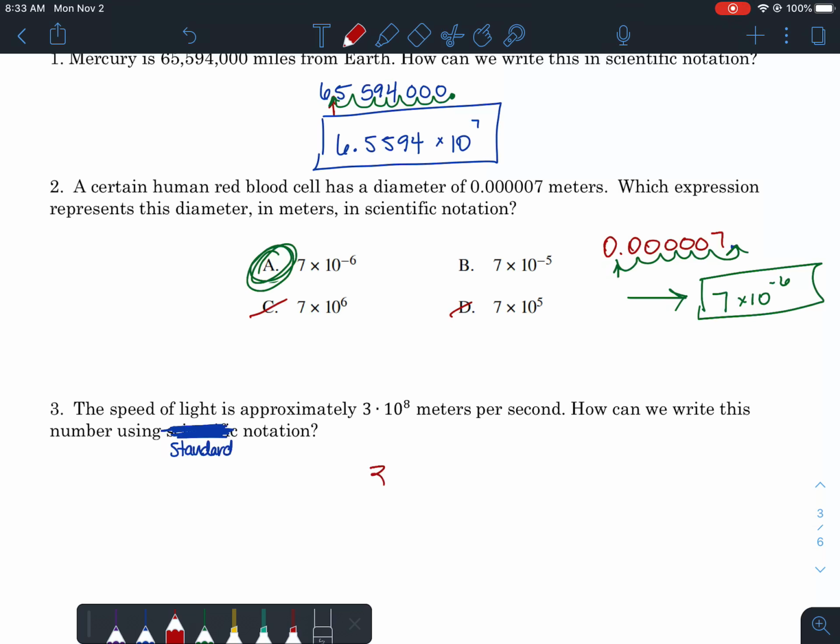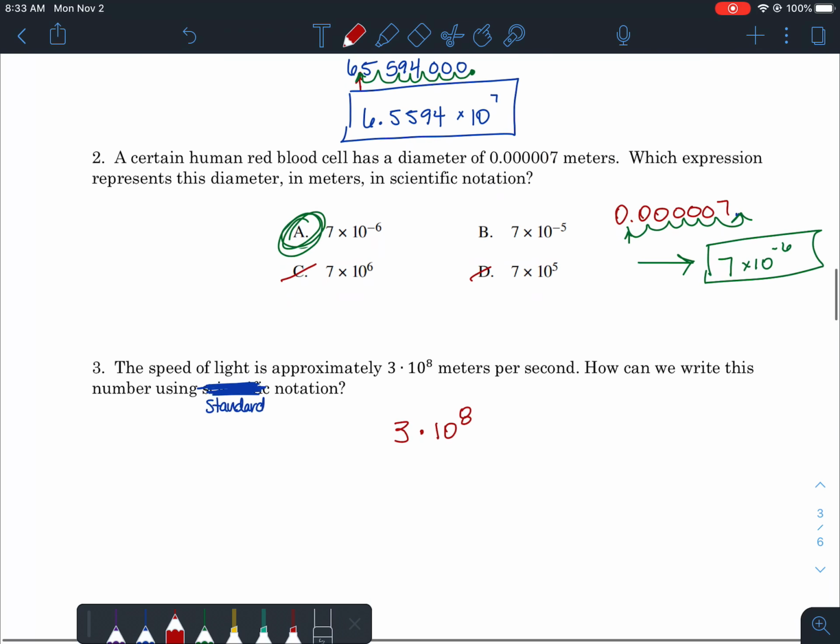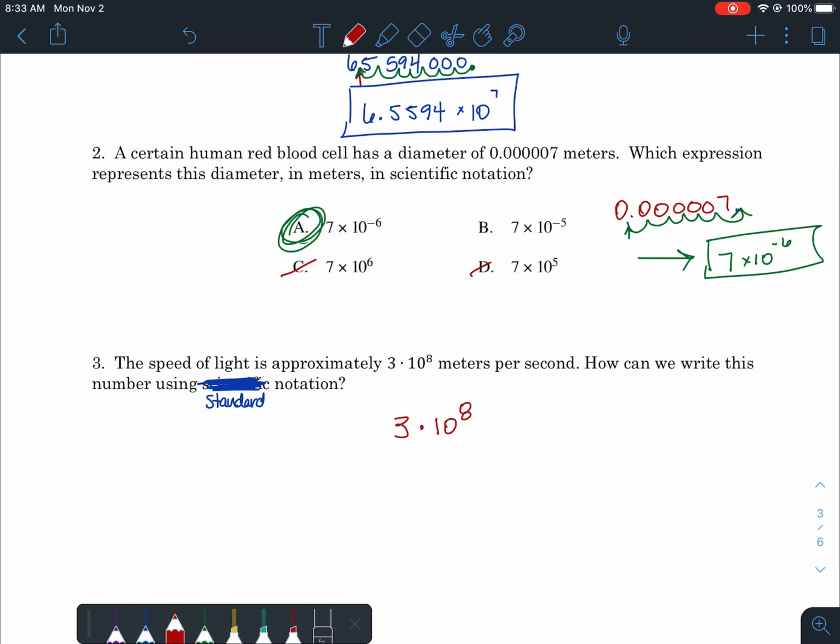Last, we have 3 times 10 to the 8. This you could easily do with a calculator if you wanted, but we're going to do it using our notes. So we have to identify where our decimal point is, which is right after the 3. This 8 indicates that we are moving 8 place values to the right since it's positive. 1, 2, 3, 4, 5, 6, 7, 8. We fill in those place values with zeros, and we are left with 3, 0, 0, 0, 0, 0, 0, 0, 0. Add our commas, and we have 300 million.